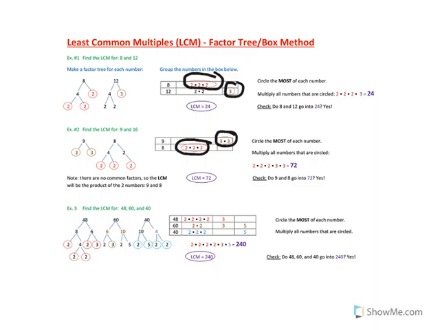This one's a little bit more involved. 48 is 2 times 2 times 2 times 2 times 3, and 60 is 2 times 2 times 3 times 5, and 40 is 2 times 2 times 2 times 5. I circle the most number of 2's. Okay, I've got a 3 here and a 3 here, but no 3 here. It doesn't matter. You just pick one of them. It's the most. 1 3 is the most, and 1 5 is the most. You multiply all these together, and you get 240.